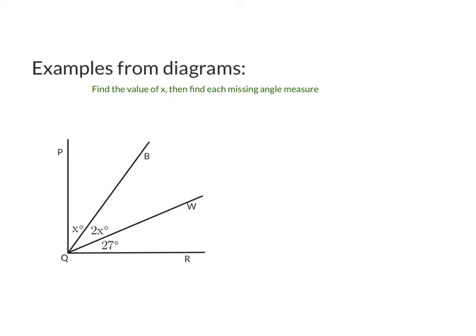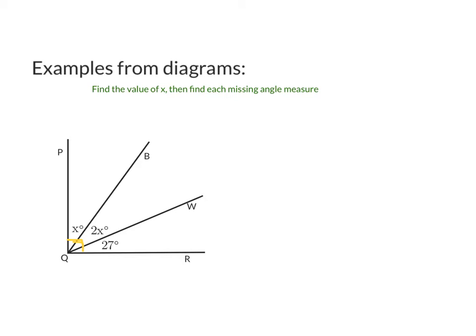We're going to take a look at how we can use this a couple different ways. First one we're going to look at is from a diagram. So in this particular problem, we're finding the value of x, then finding each missing angle measure. And I know technically you're not given any information in here. I probably should have put this in the picture, but there's the yellow marking I just added that says that is all complementary. They add to equal 90 degrees.